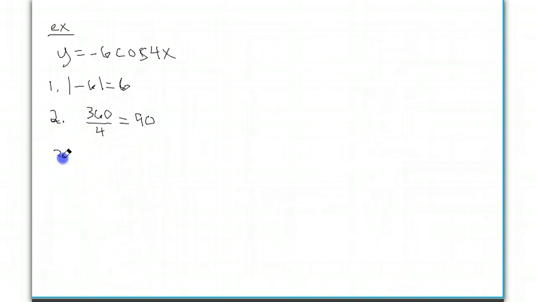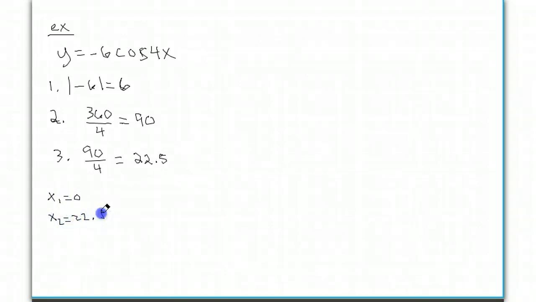Okay. And then on step 3, you take your number from step 2, which is 90, and you divide it by 4. That means you're breaking it up into 4 pieces. And when you divide 90 by 4, you get 22.5. So remember, this is going to be our x2 value, 22.5. Our x1 value is going to be 0. The x2 value is going to be 22.5, the same thing we got in step 3.